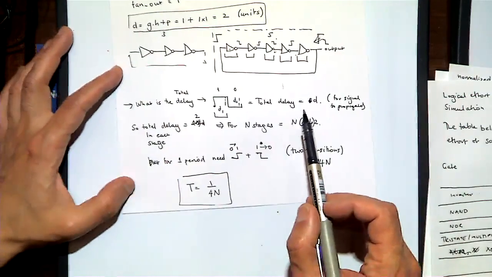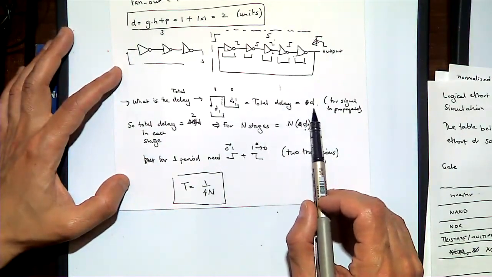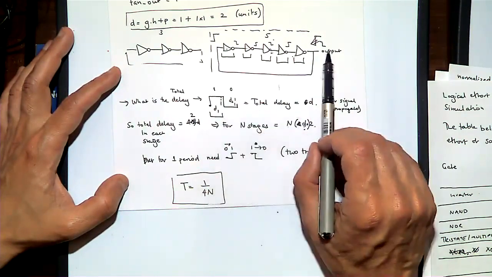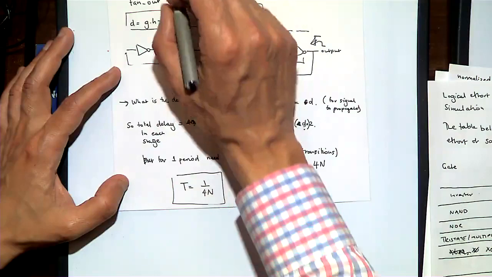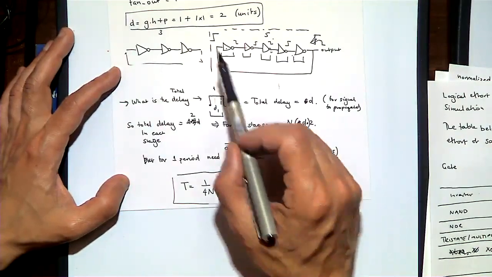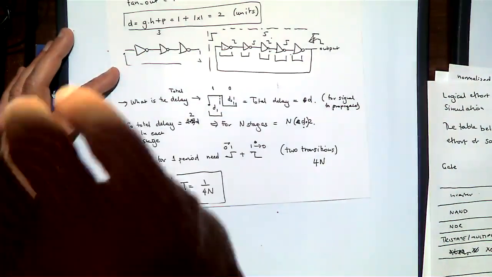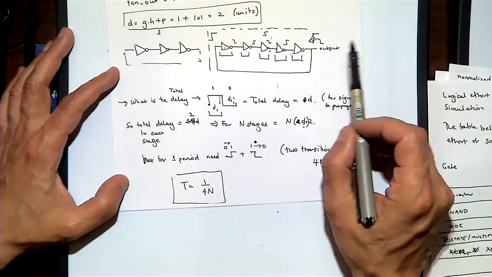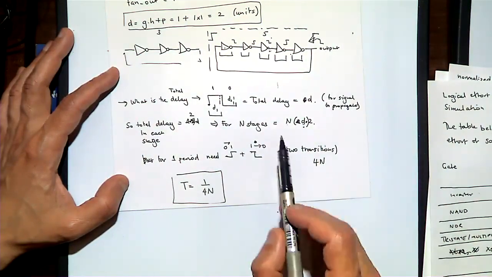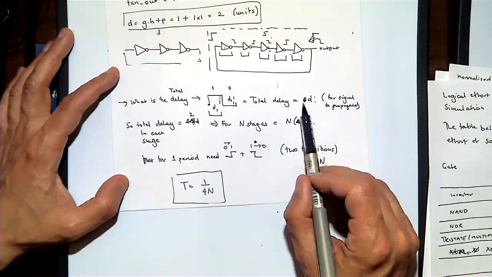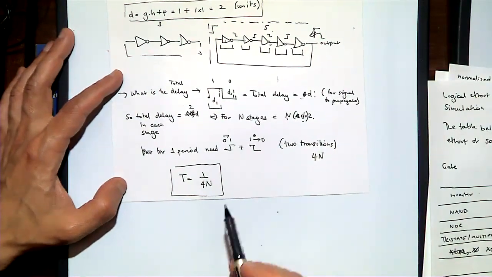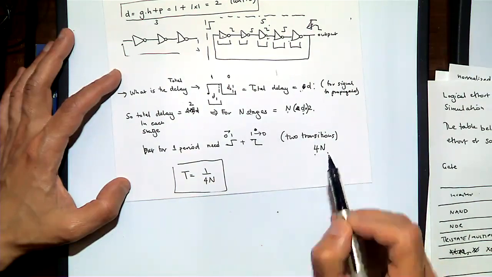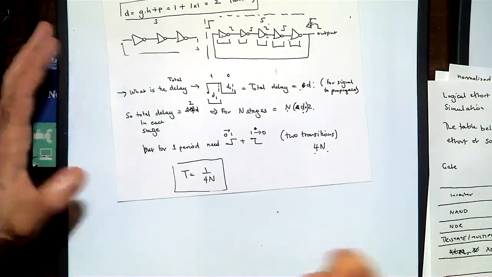Essentially, the total delay for a 0 to 1 transition is d units, whatever d is here. But I'm also going to go from 0 to 1 and 1 to 0 in order to get one full period of 360 degrees. So I've got 2d delay, I've got n stages, so my total delay is 4n.